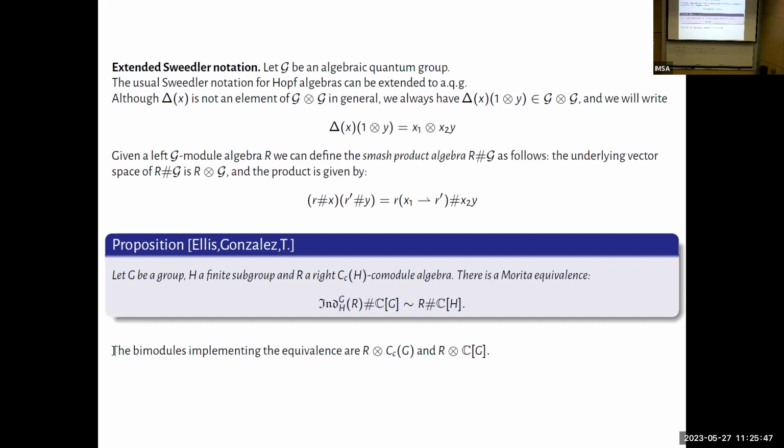In what sense is it a Morita equivalence? In the sense that we are going to construct two bimodules to the tensor product and obtain bimodule isomorphisms. Modules, not of algebraic quantum groups, just modules. This is an algebra. This is no longer an algebraic quantum group. So Morita equivalent as algebras, as algebras.